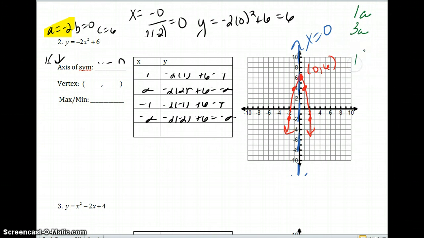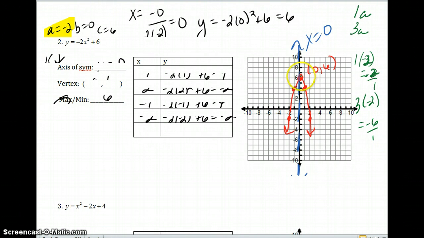So 1 times negative 3 is negative 3 over 1. Oh, sorry, it's supposed to be negative 2. And then 3 times negative 2 is going to be negative 6 over 1. Remember, the top number tells you how much you're going to go up or down. The bottom number tells you to go left and right 1.